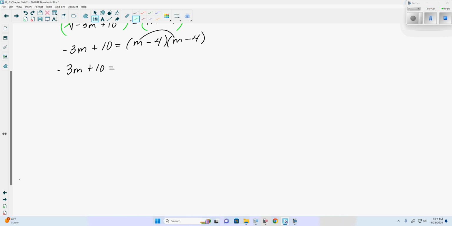Now we can distribute this here. Our m times m is m squared. M times -4 is -4m. -4 times m is -4m. And -4 times -4 is exactly plus 16.